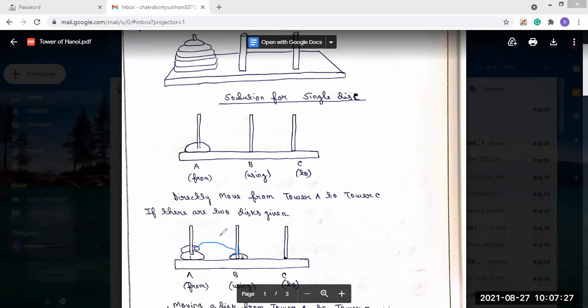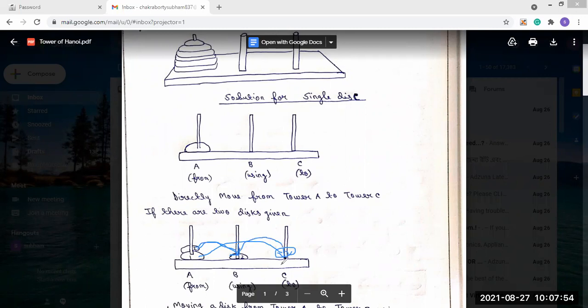So here, what will happen? We will move the two first into this auxiliary tower. These two we have moved into the auxiliary tower, and this one we directly move into the destination. So here two will be present, and here now one is present. After that, in the second step, we will move the two here.